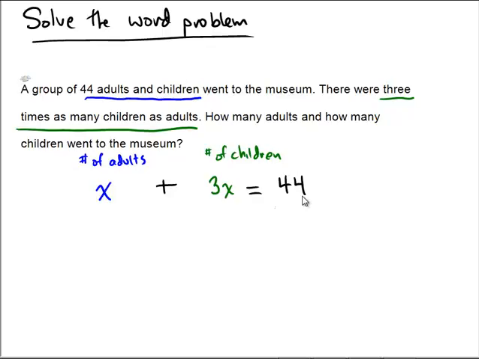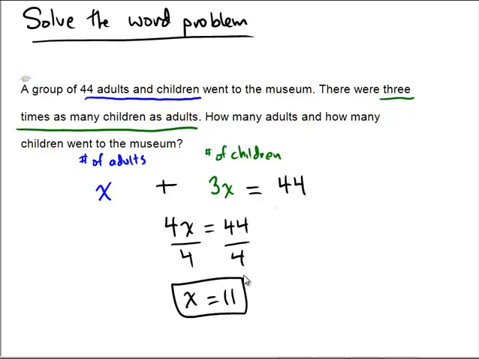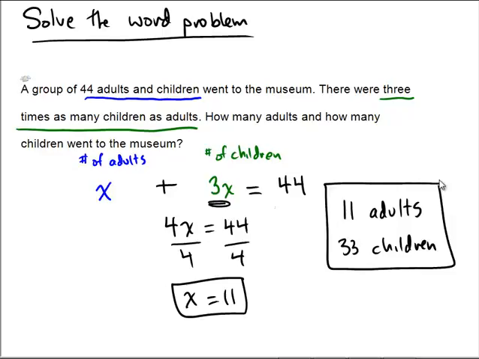And now we're in algebra land. x plus 3x is 4x equals 44. Divide by 4, and that means that x would be equal to 11. So there must have been 11 adults, because that's what x was representing, and there were 3 times x, 3 times 11, 33 children, for a total of 11 adults and 33 children.